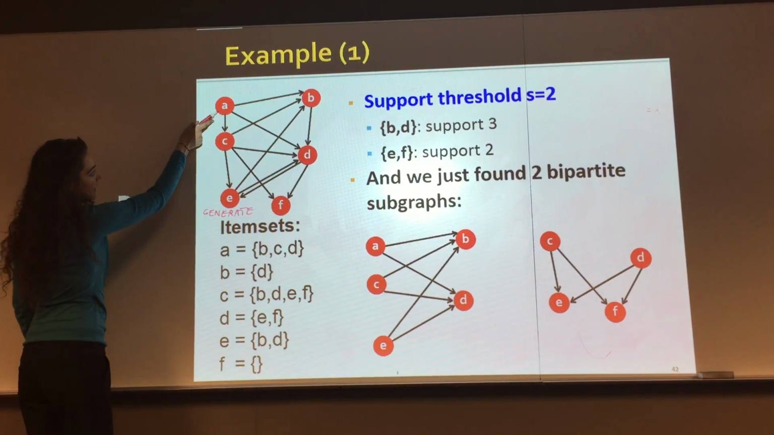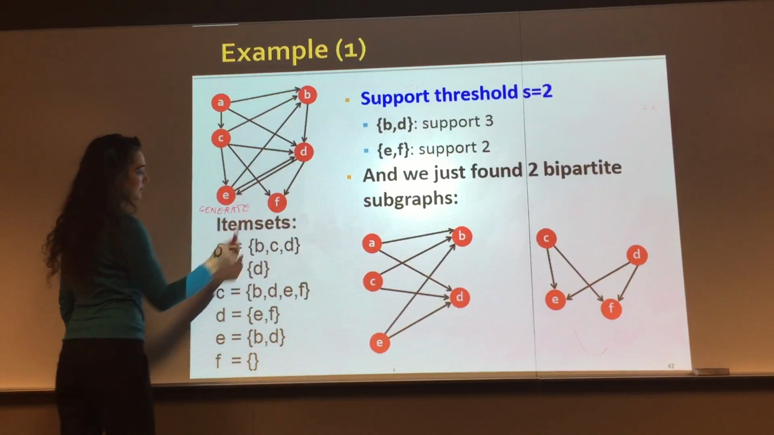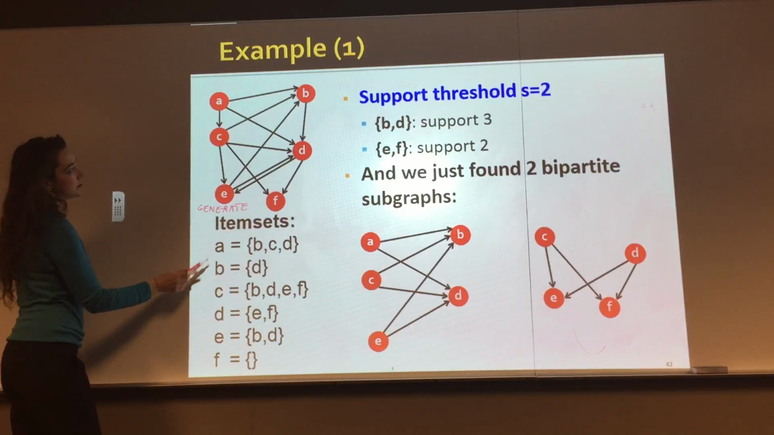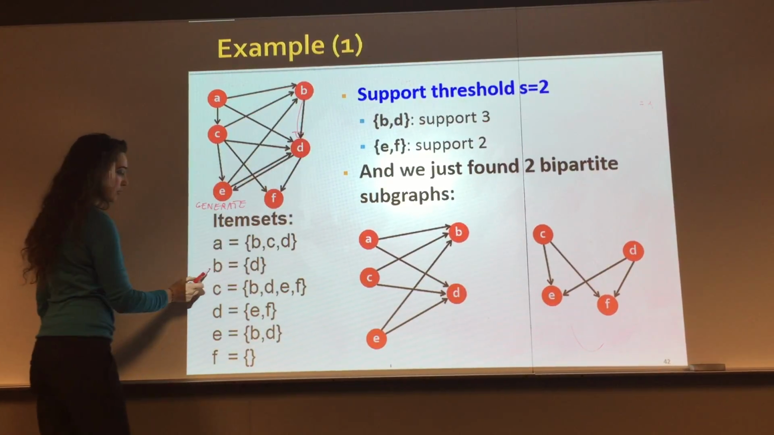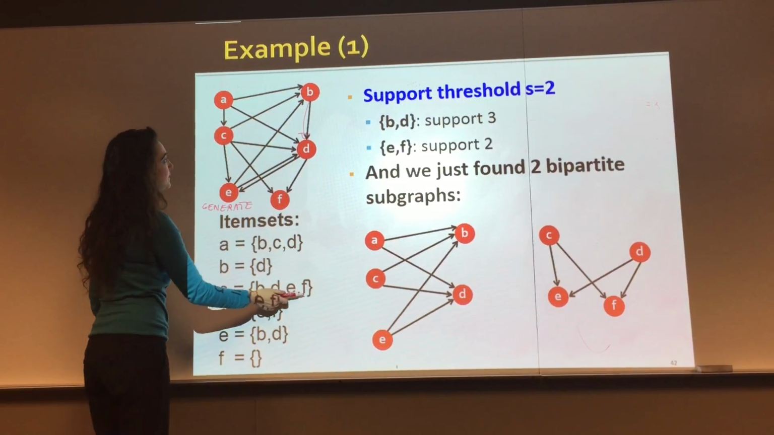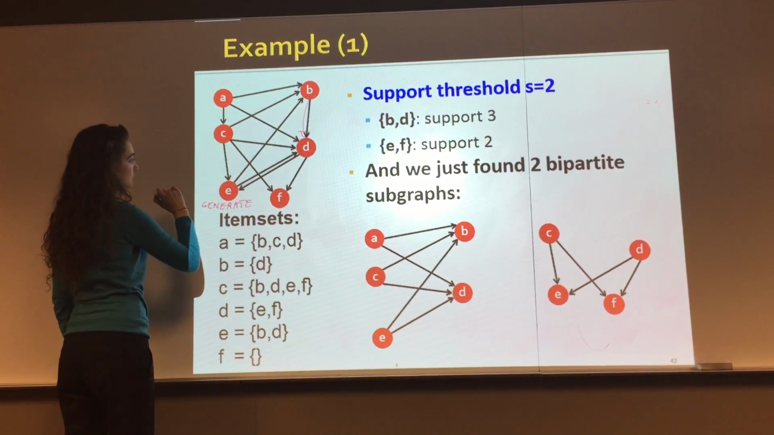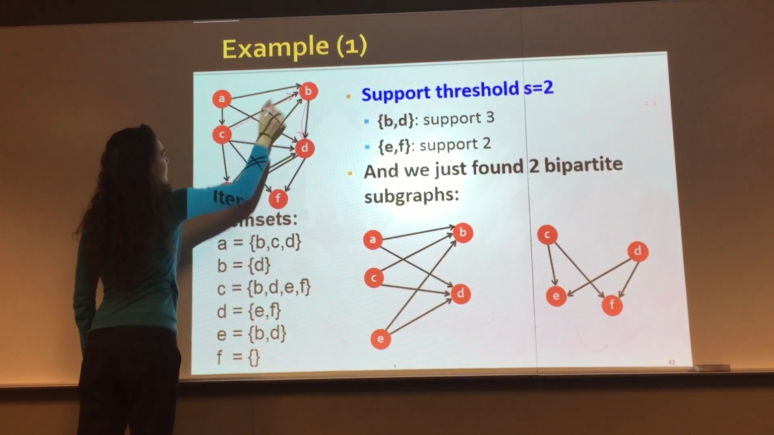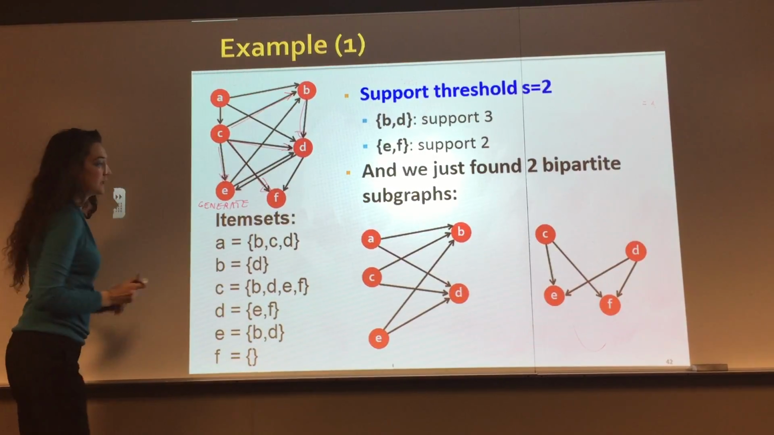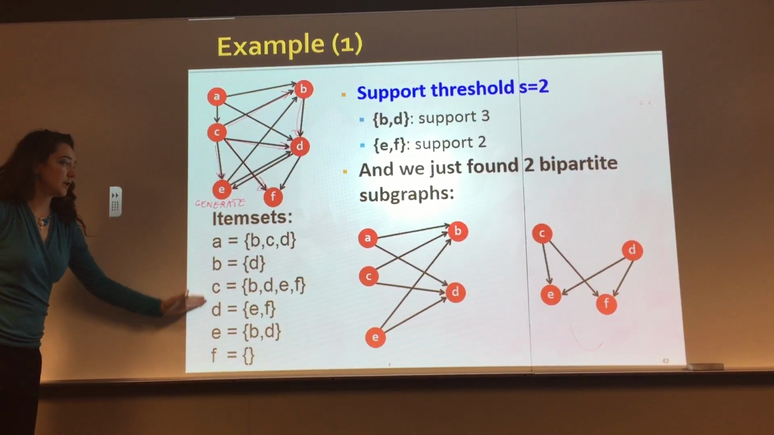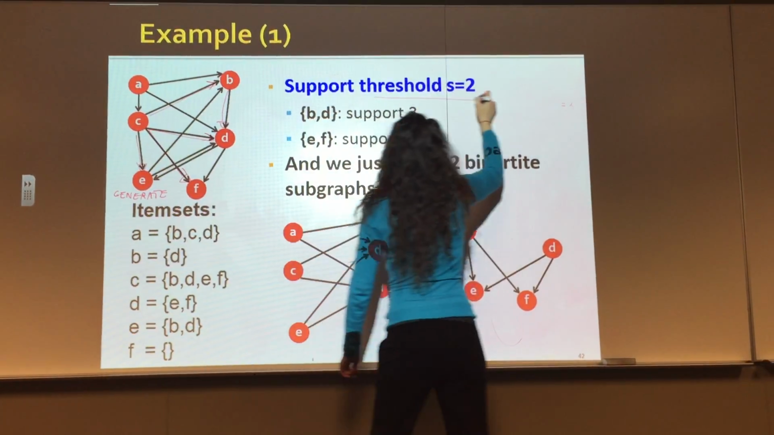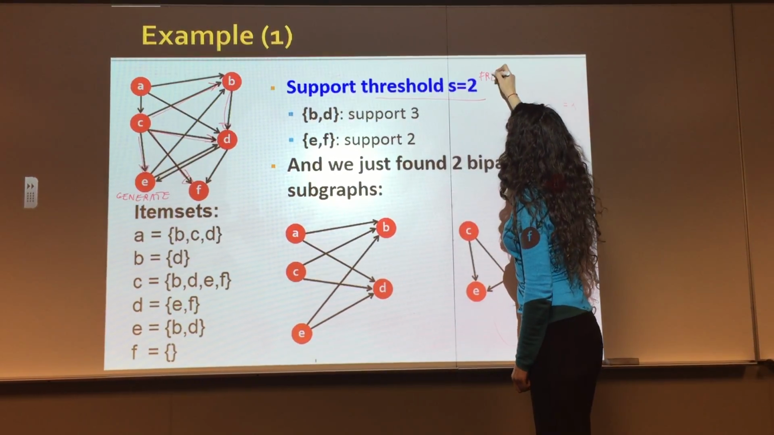That's because A points to C and B and D. So A is B, C, D. B points only to D. So the set for B is D. C points to B, D, E, and F. So these will be the set for C, and so on. For the entire graph, we're gonna generate item sets and see which ones are frequent. Well, they are frequent if they meet the minimum support threshold.